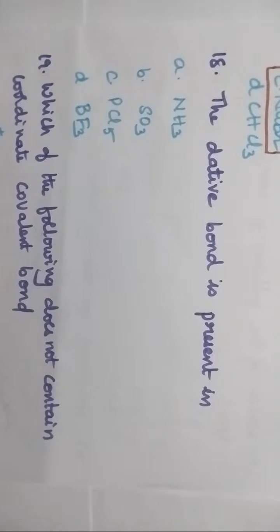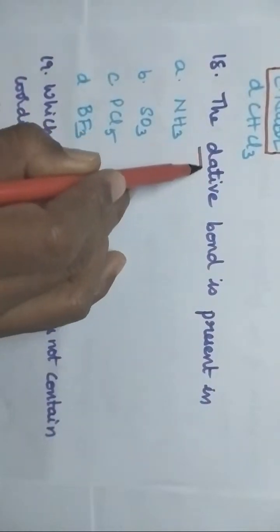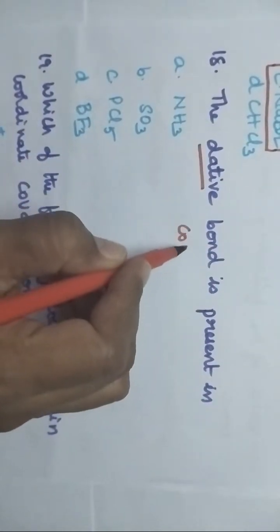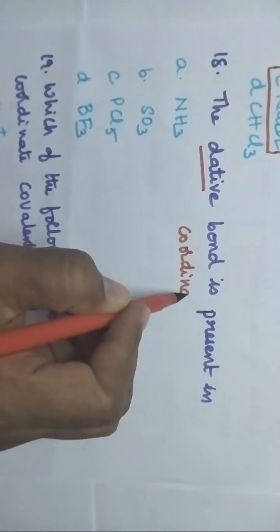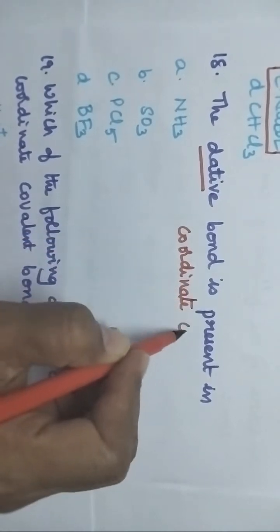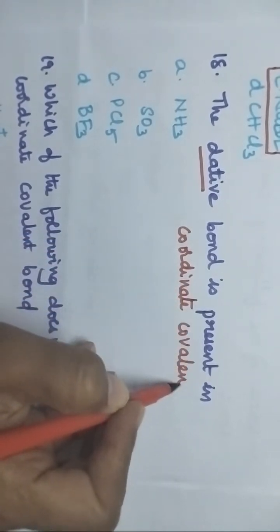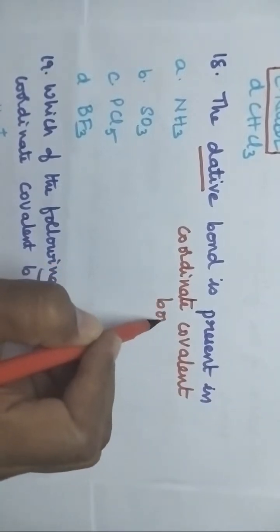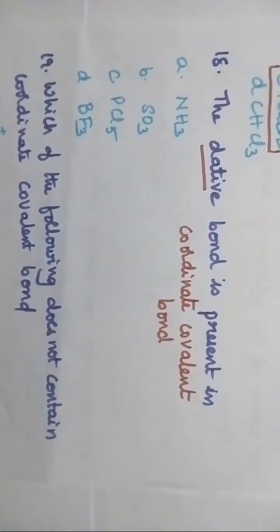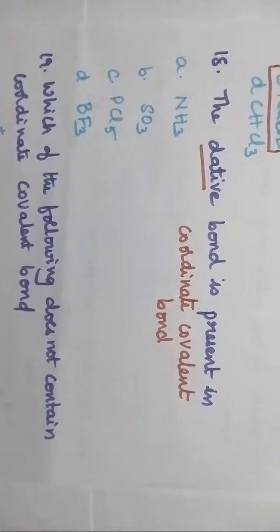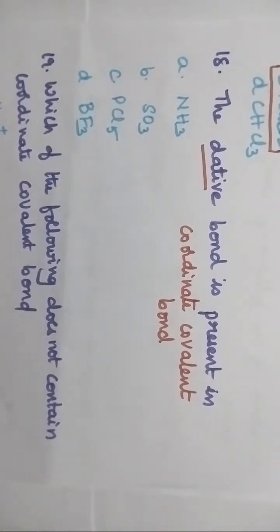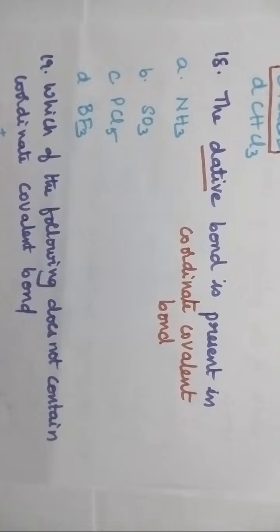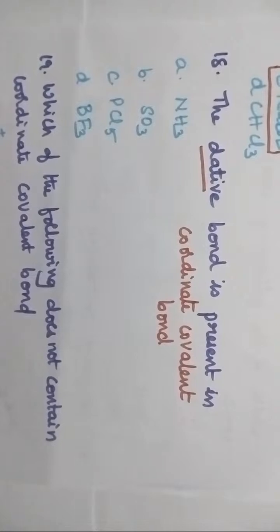Next, let us move on to the 18th question. The dative bond is present in. Undoubtedly, dative bond means coordinate covalent bond. So you have to identify in which of the following compounds coordinate covalent bond is present. It's so simple.